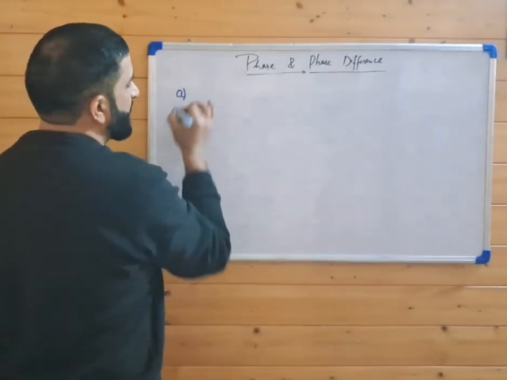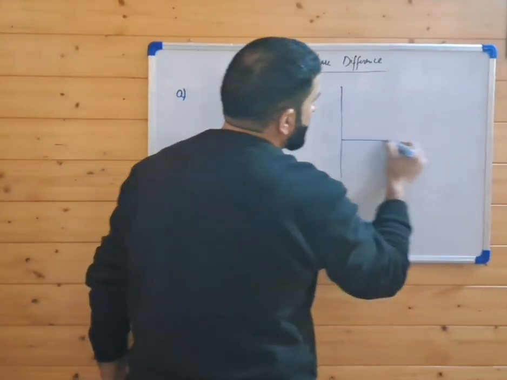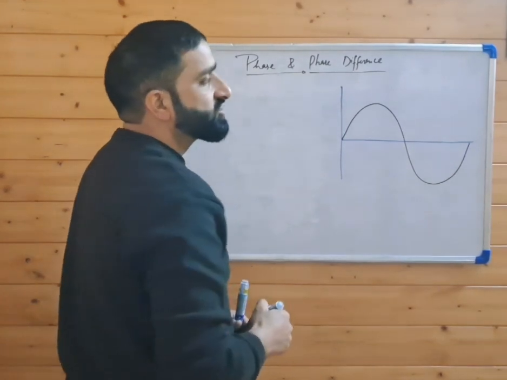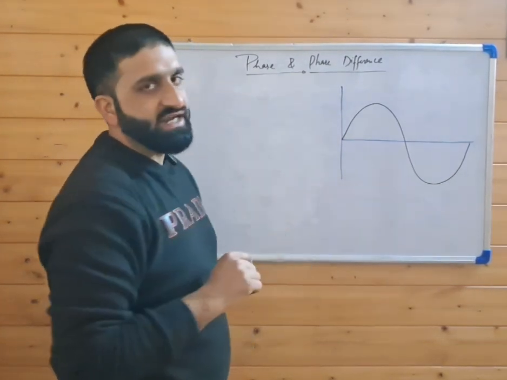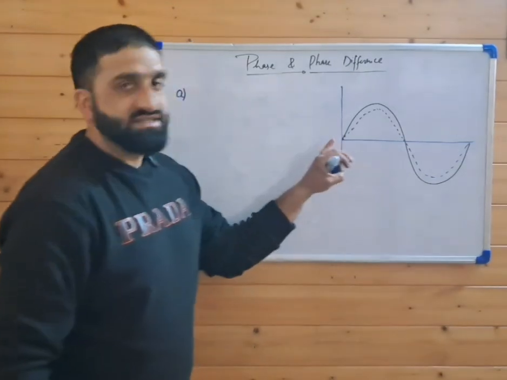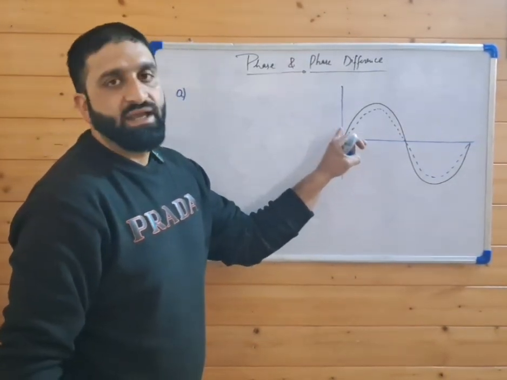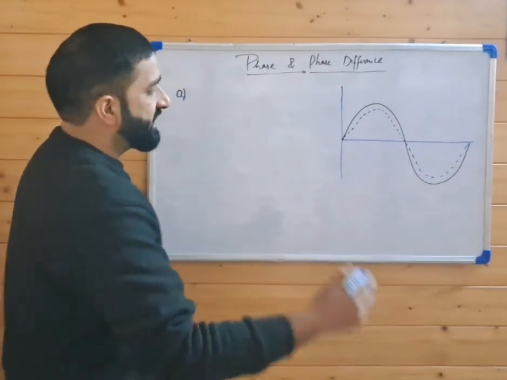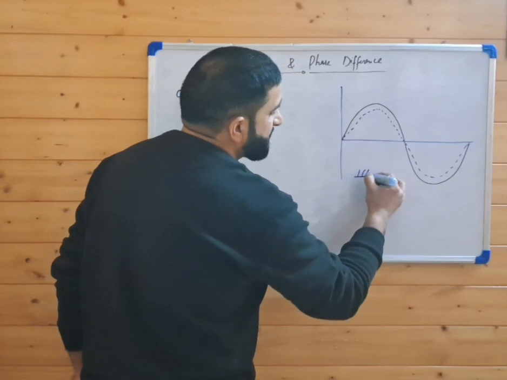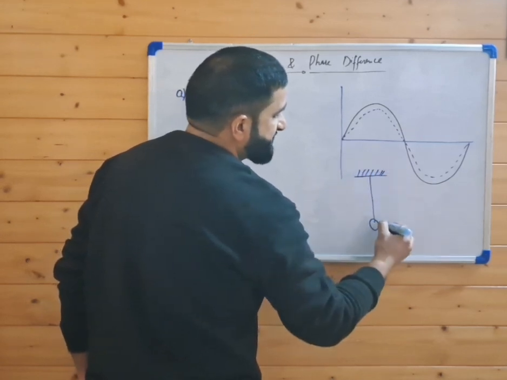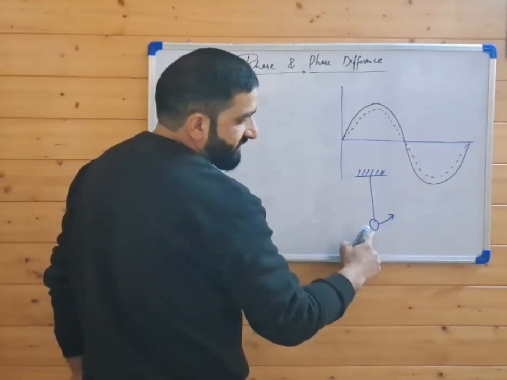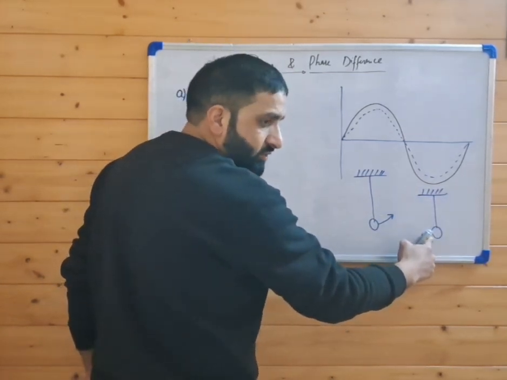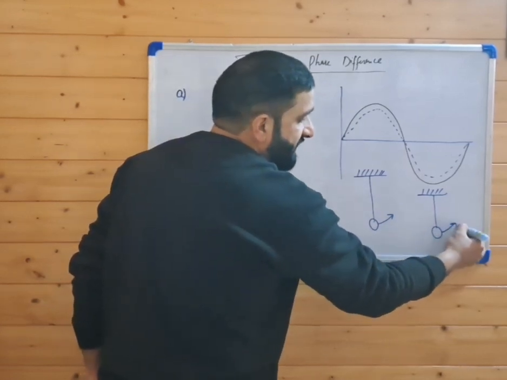Let us take an example A. We will take two vibrating bodies. Both are starting their motion from the mean position, so the periodic function used to express this kind of curve will be sine. Let the second body start its motion from the same mean position in the same direction. That is, if we have two simple pendulums, one starts its motion from the mean position in this direction, and another simple pendulum starts its oscillatory motion from the mean position in the same direction.